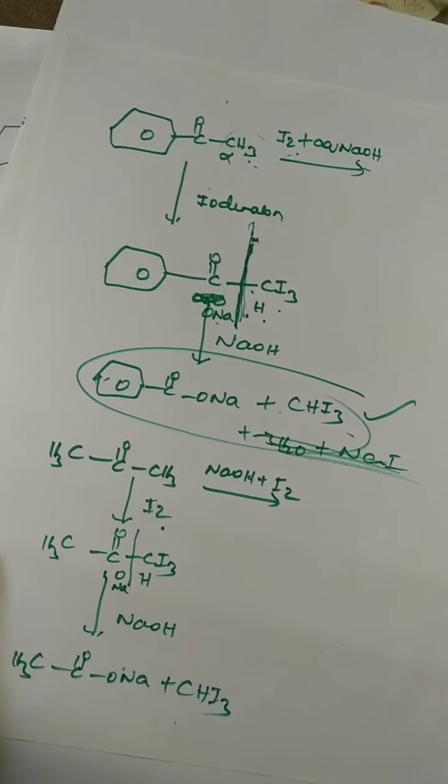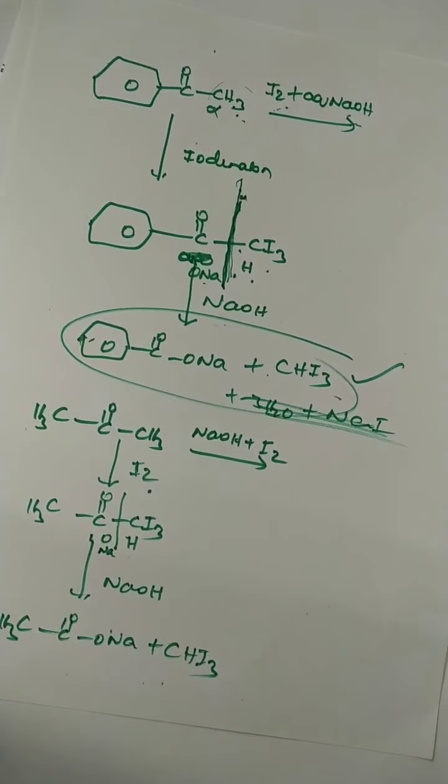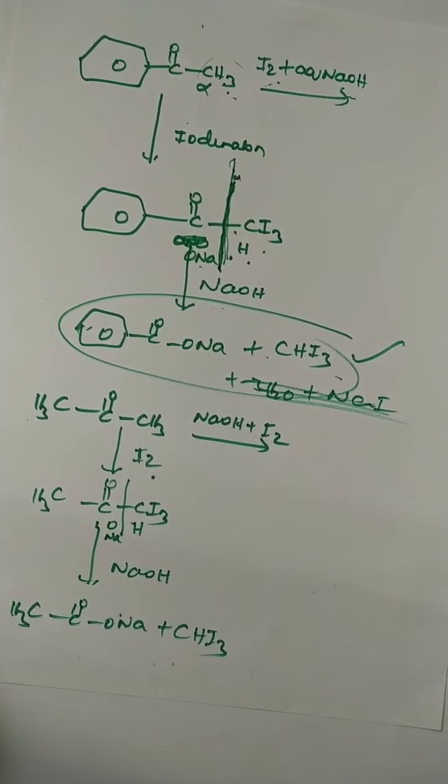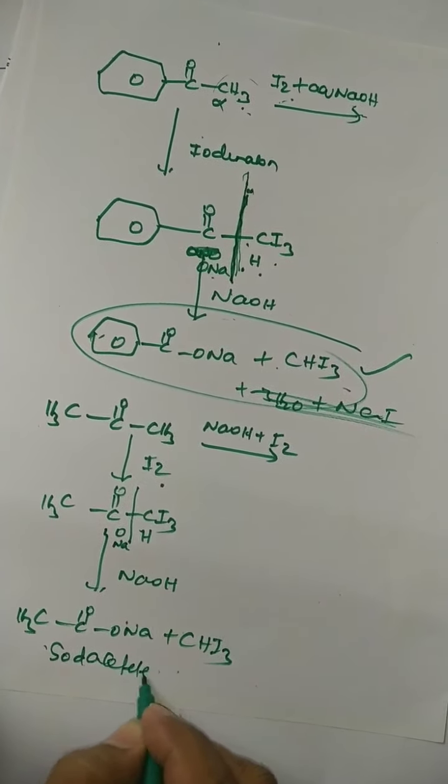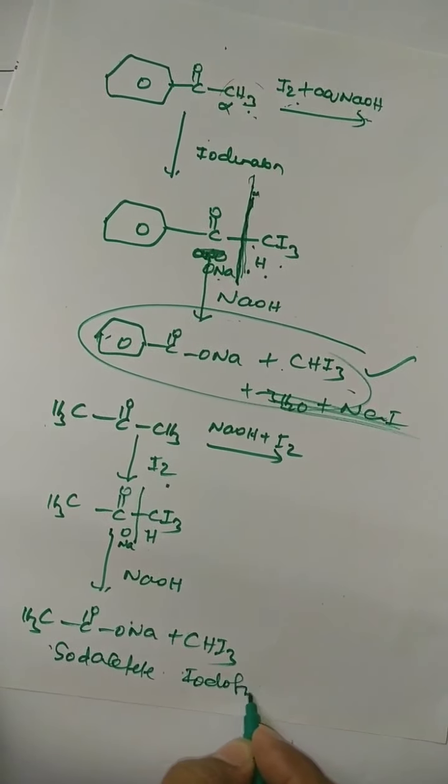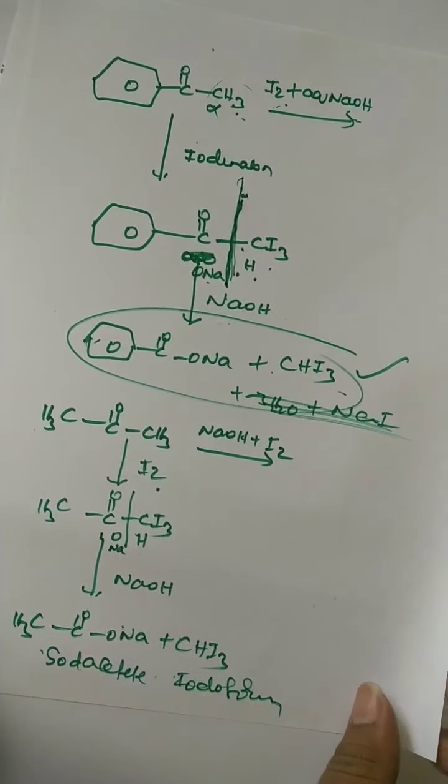In this manner, a very important reaction for conversions. So the iodoform reaction is very important. I think you understood how to get the products. This is called sodium acetate and this is called iodoform. Sodium acetate plus iodoform. Right, students?